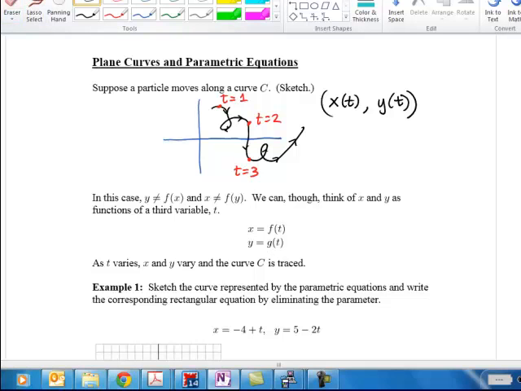I should stick with the same letters as the book uses. So instead of x of t and y of t, we can say x would be some function f of t and y would be some function g of t. Right, so the x coordinate would be given and the y coordinate would be given, and those would depend on time. And then as time varies, the points that we land at will change, and we'll trace out this curve.